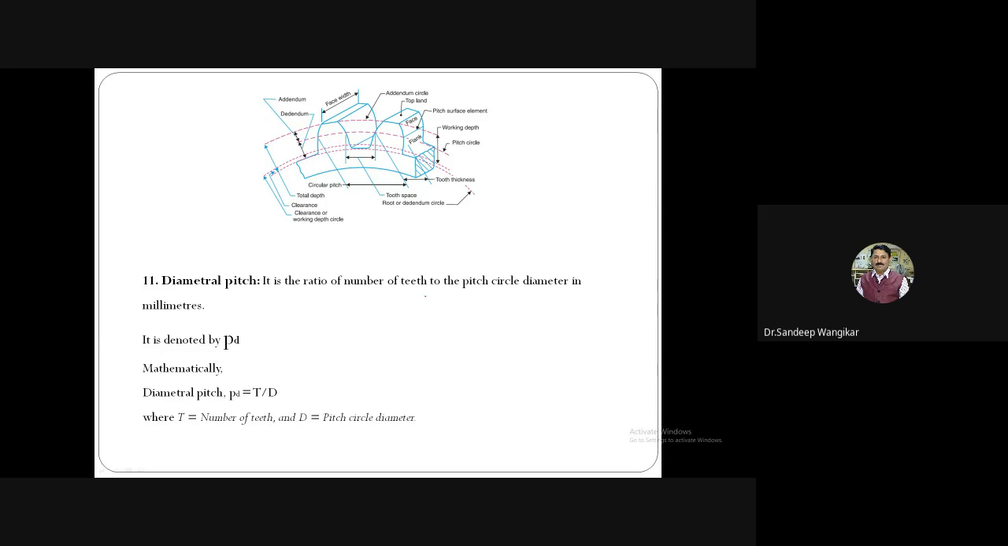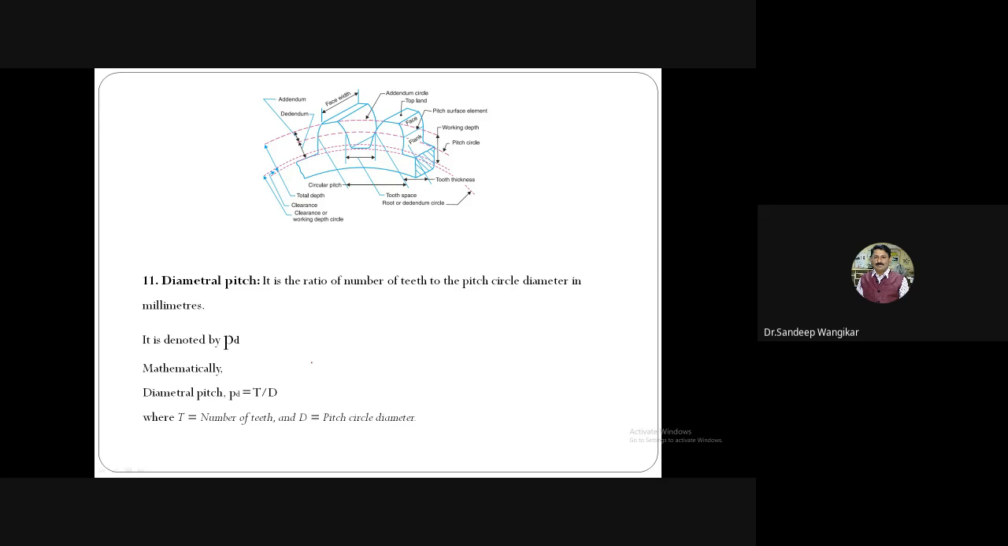Diametral pitch, it is the ratio of number of teeth to pitch circle diameter. Diametral pitch, number of teeth divided by pitch circle diameter. PD is equal to T by D, number of teeth divided by pitch circle diameter. There is one more concept which is opposite to diametral pitch.